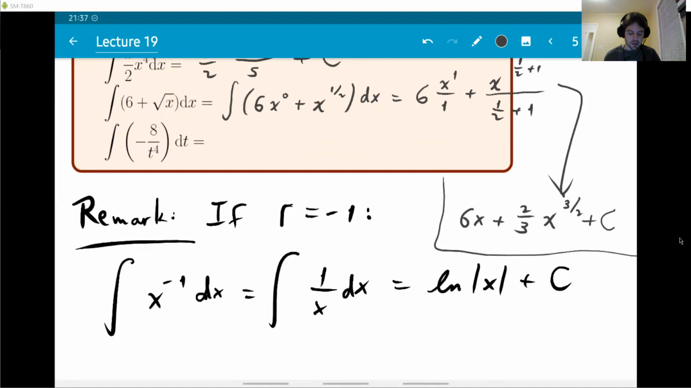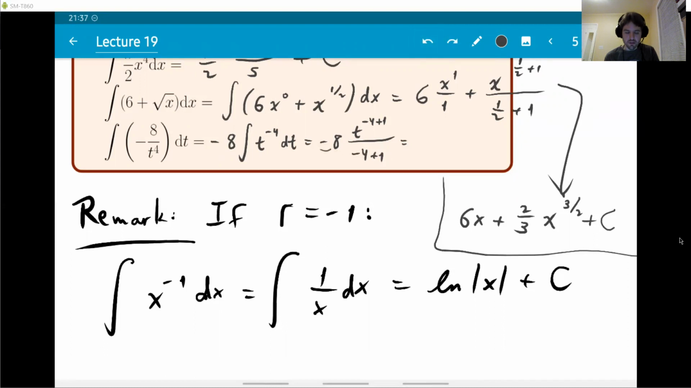Finally, the last one, the variable here is called t instead of x for whatever reason. How does this one go? So you have a -8 as a constant. You can leave that outside if you want. And then really the only function that you're trying to integrate is t to the -4. The power rule says that this will give you t to the -4 plus 1 divided by -4 plus 1. -4 plus 1 is the same thing as -3. And if you're dividing by -3, well, leave that -3 in there.